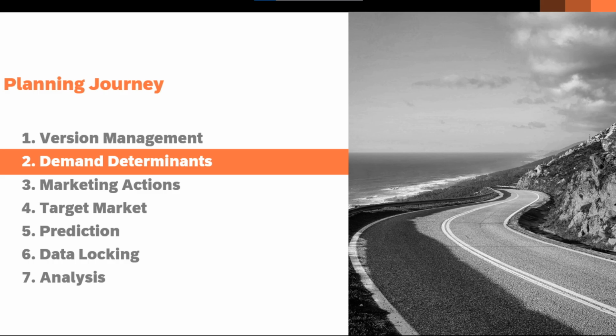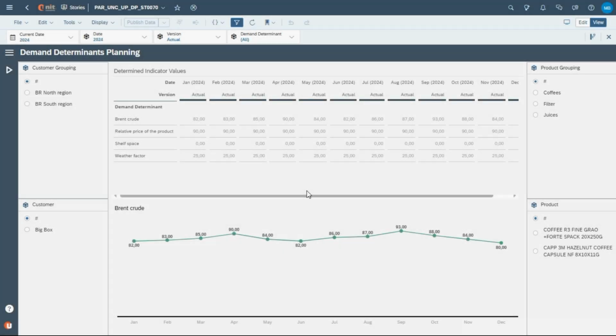Demand determinants are factors that influence the quantity demanded of a good or service. In DemandUp, the values of these variables are determined based on specific contexts, integrating elements such as customer, customer group, product, and product group.